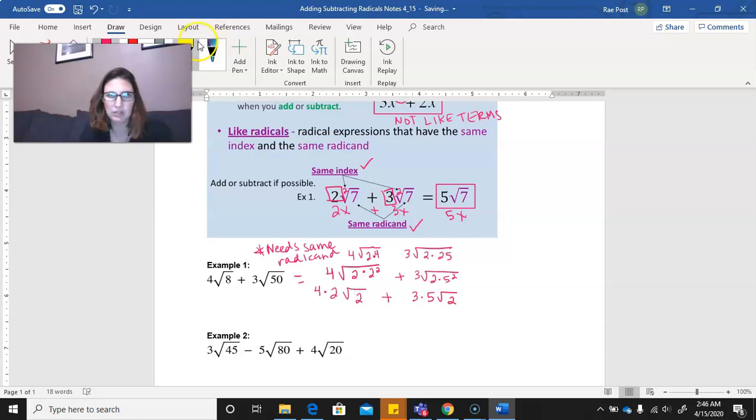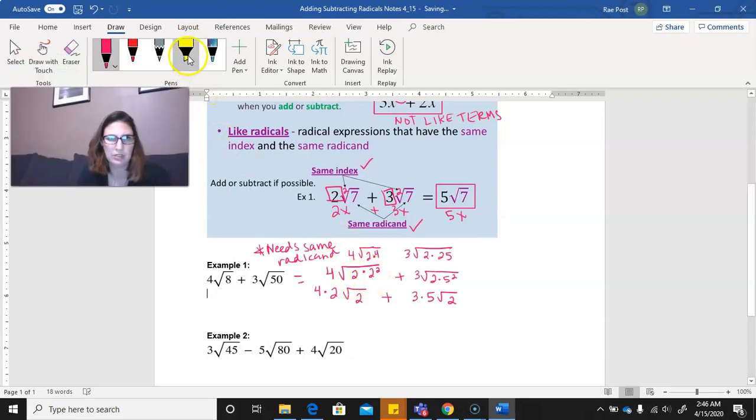Hopefully you guys are noticing that this 2 squared got moved here and this 5 squared got moved here. So that's not new. We've been doing that for a couple weeks now. So 4 times 2 is 8 times the square root of 2 plus 3 times 5 is 15 times the square root of 2. And now you can go ahead and combine them.